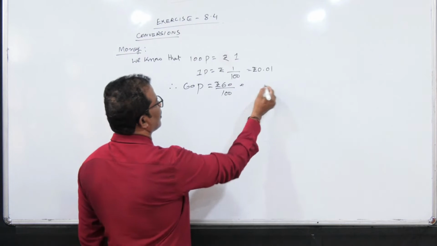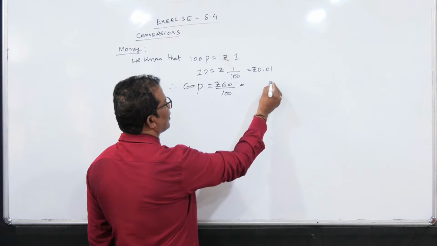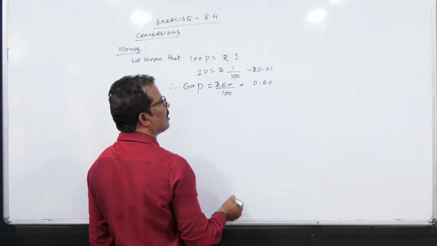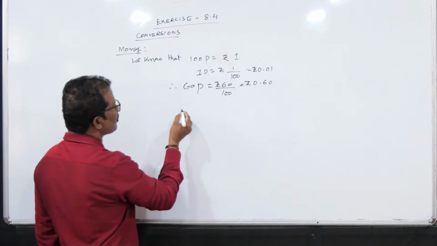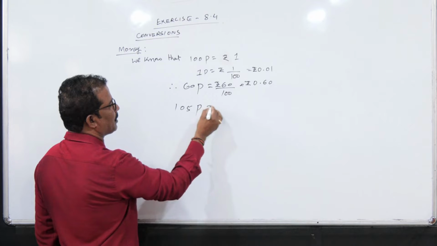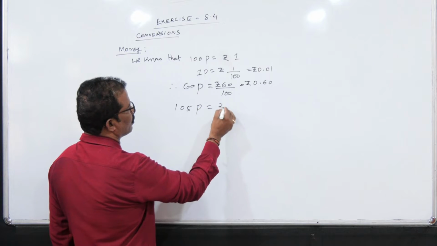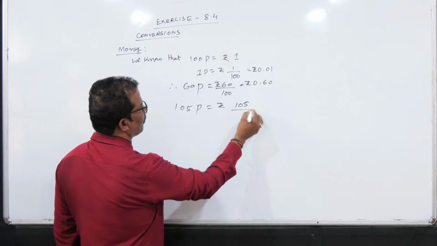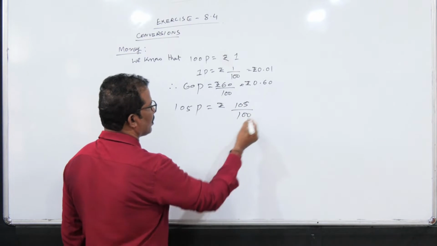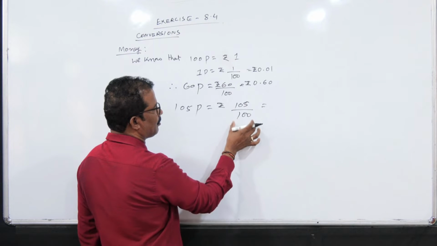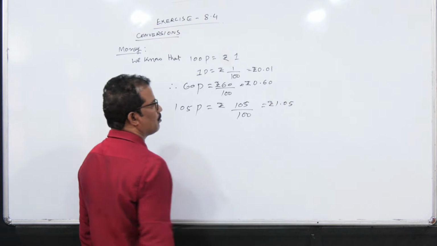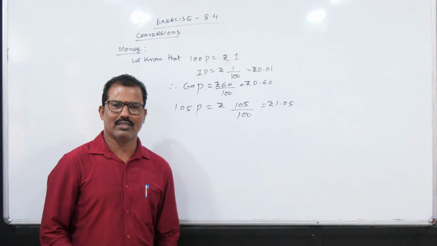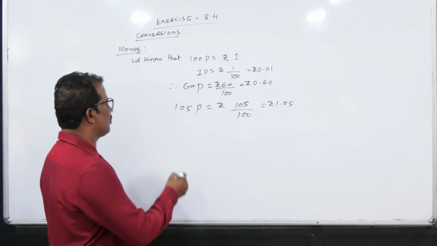Therefore, now see, 60 paise is equal to 60 by 100 rupees. That is, if we divide 60 by 100, we get 0.60 rupees. In this way, suppose it is 105 paise, which is equal to rupees 105 by 100. Then, if we divide 105 by 100, we get rupees 1.05. Understand? So, some more examples.